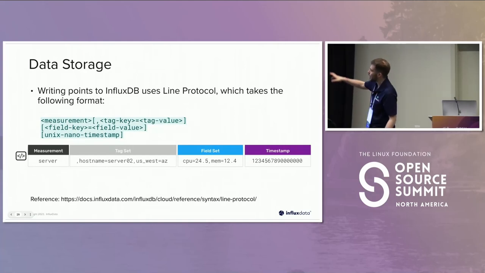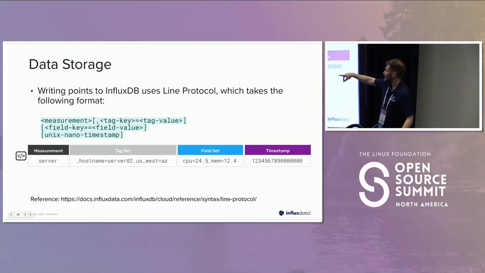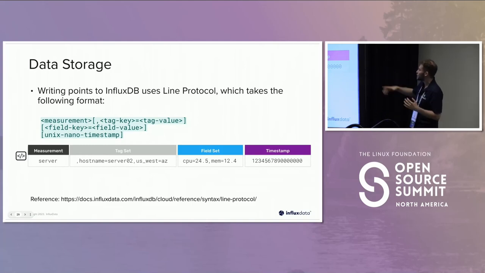In this example, our measurement is server. Our tag set, which is part of our primary key, is the host name of where the data came from and also its location. Within our field set, we have our memory and our CPU, and we also have our timestamp associated.